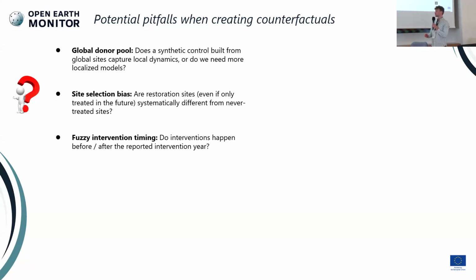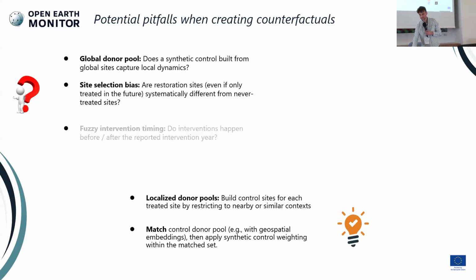Okay, but what are potential pitfalls when doing this analysis? So now we have this global donor pool of control sites, and maybe it's not so sensible to construct a synthetic control based on this whole global pool of sites. Also, we have a site selection bias because we only include the restoration sites on Restor. So maybe they systematically differ from never treated sound sites. And as mentioned, we have this uncertain intervention timing. So the top two we tried to address by looking at a more localized donor pool.